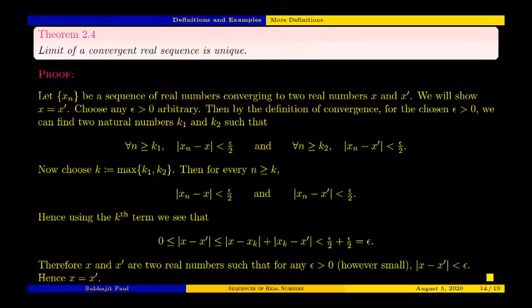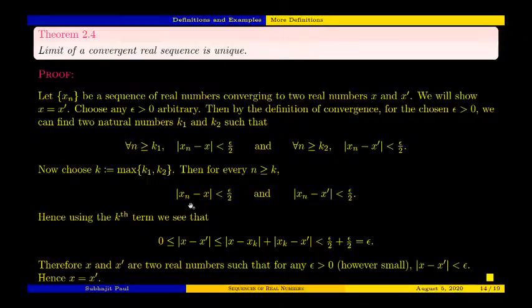that for all n greater than or equal to k1, xn will be epsilon by 2 close to the point x. So mod of xn minus x is less than epsilon by 2. And for all n greater than or equal to k2, absolute value of xn minus x dashed will be less than epsilon by 2. So now if you choose k as maximum of k1 and k2, then for every n greater than or equal to k, both these inequalities will be satisfied.